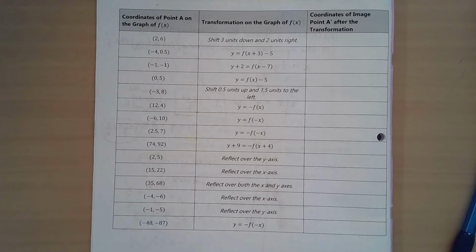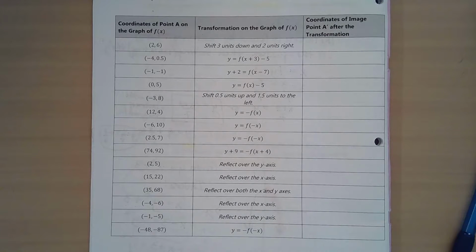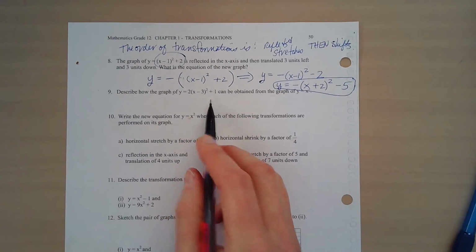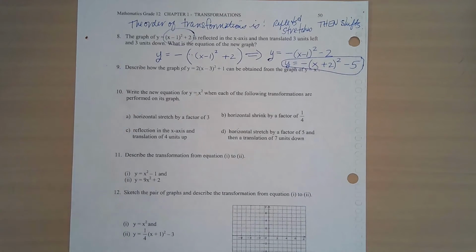Okay, so Eileen noticed something on the, yeah, which question was it? Number 9? Okay, so you know how your book turned every vertical stretch into a horizontal thing?